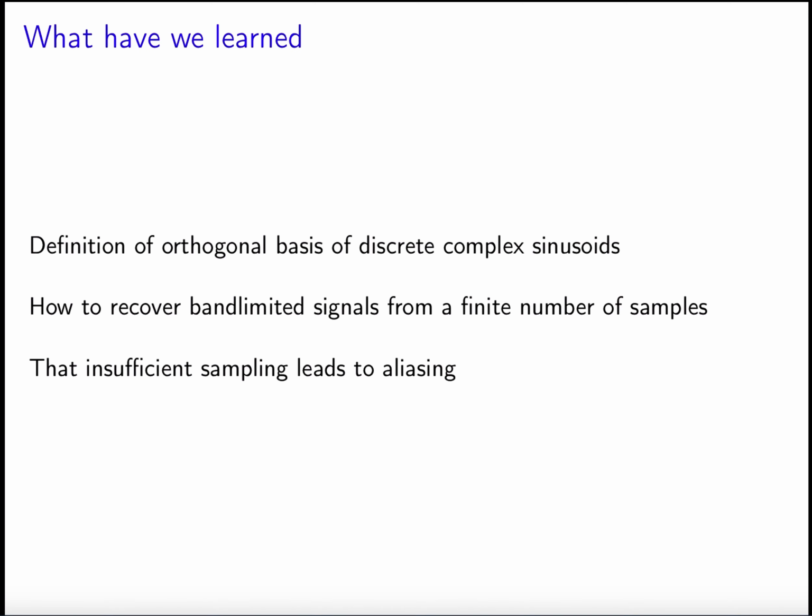So what have we learned here? We have defined an orthogonal basis of discrete complex sinusoids, which allows us to represent the samples coming from band-limited signals as a linear combination of orthogonal functions, as long as you take enough samples. This allows us to recover band-limited signals from a finite number of samples. However, insufficient sampling can lead to aliasing.